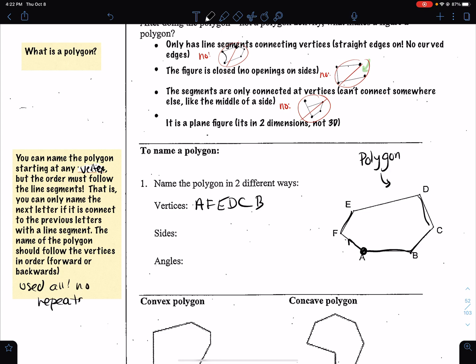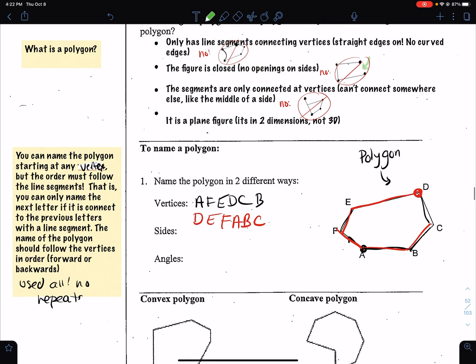So that's just one way to name it. It doesn't matter where I start. Maybe I started at D, and then I traveled this way to E, and then to F, and then to A, and then to B, and then to C, and then back to D. Again, we're just emphasizing, it doesn't matter where I start.